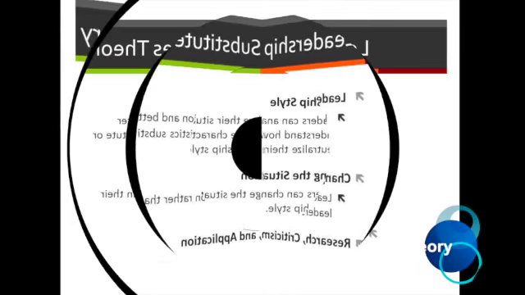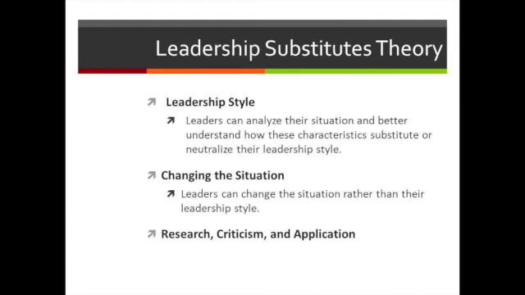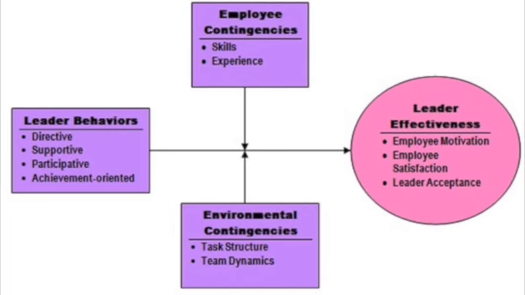Leadership substitute theory states that there are situational variables within an organization that can be so powerful that they actually substitute or eliminate the need for leadership. This happens because of the characteristics of the subordinate, the task, or the organization itself. According to Lussier and Achua, this is the motivation for some organizations to adopt self-managed teams.